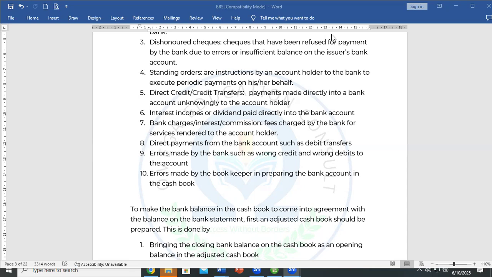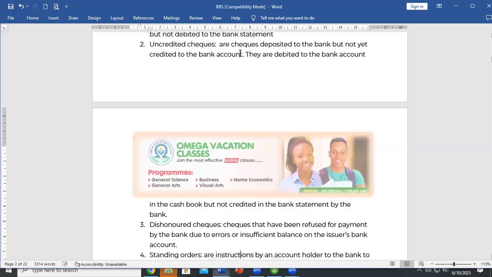Okay, Adam wants me to go over the uncredited checks. Okay, so let me go back to that. Well, after these theories, when we begin the numbers or the practicals, I'll demonstrate to you how these things affect both the cash book and the bank statement for you to appreciate better. But for now, I want you to know on the face value what unpresented checks are, uncredited checks are, and so the other causes.